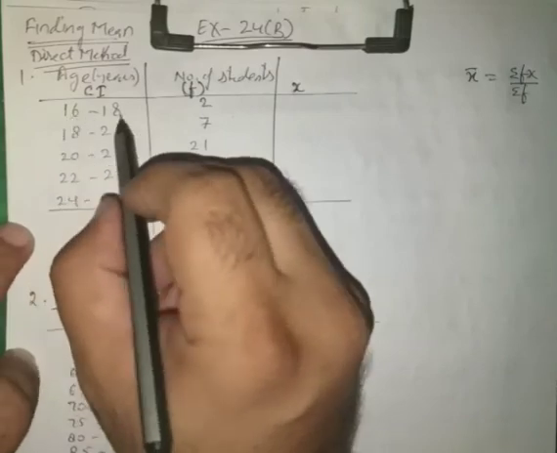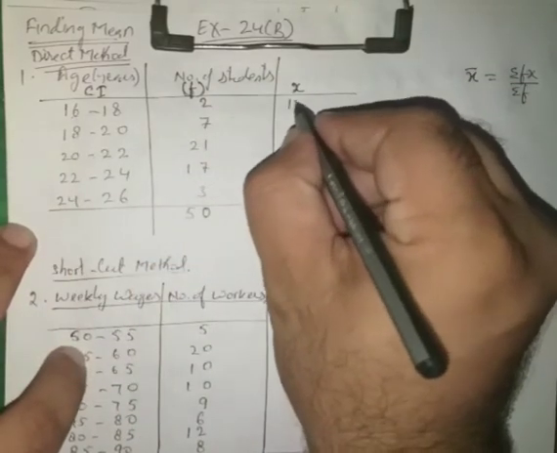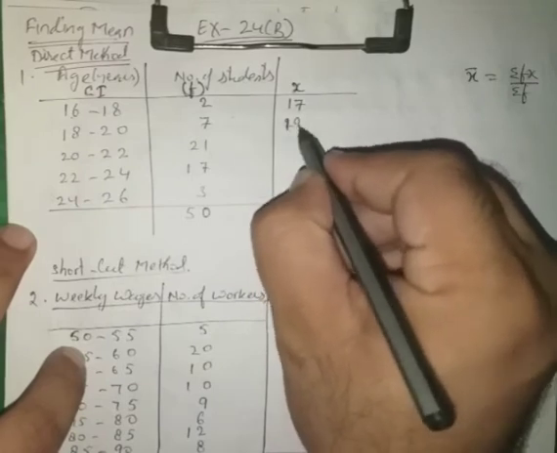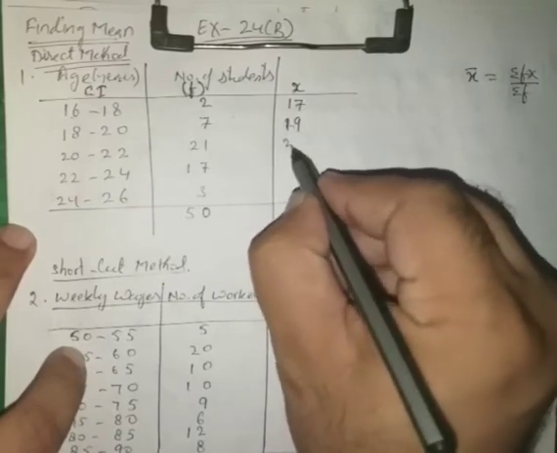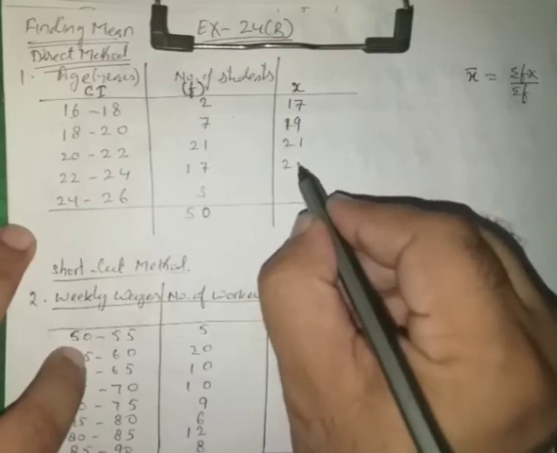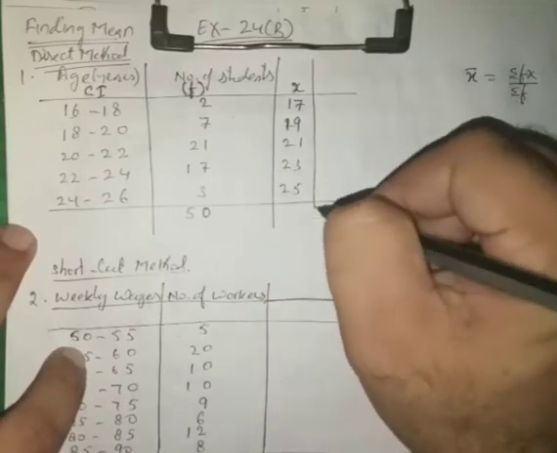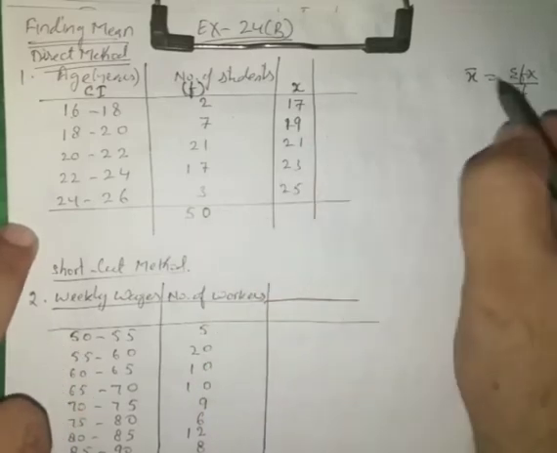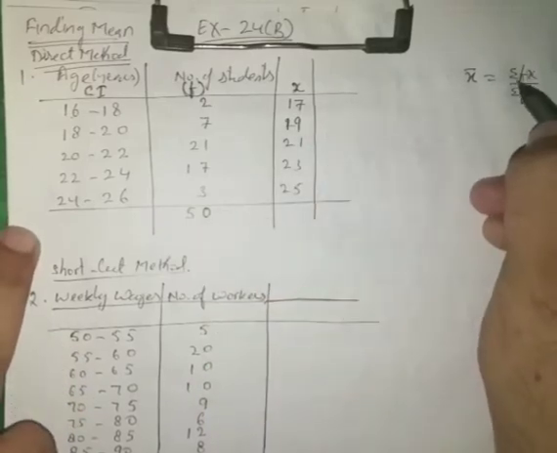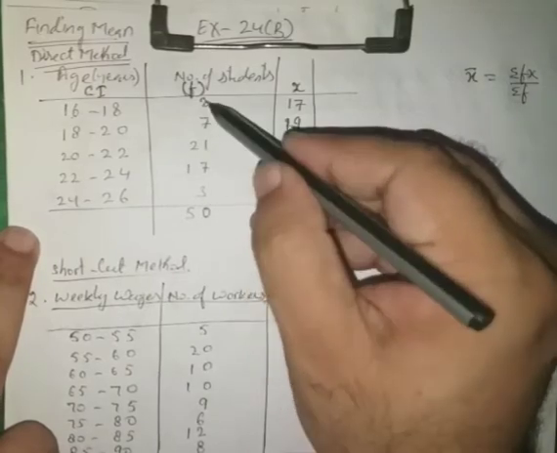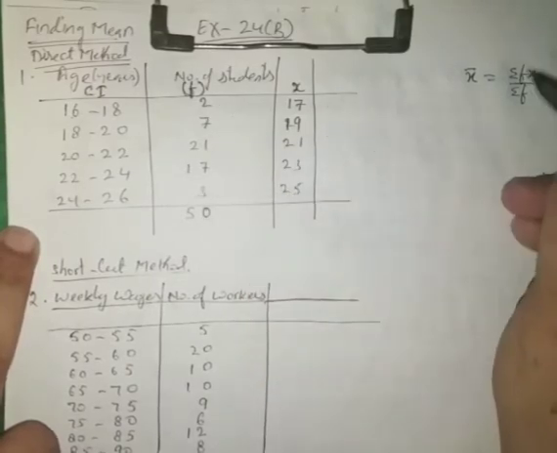For 16 and 18, the midpoint is 17. For 18 and 20, the midpoint is 19. Here it is 21, 23, and here it is 25. This is x. Now we need fx. Summation stands for the sum of all the values, so summation f means the sum of all these frequencies. And now we need fx.